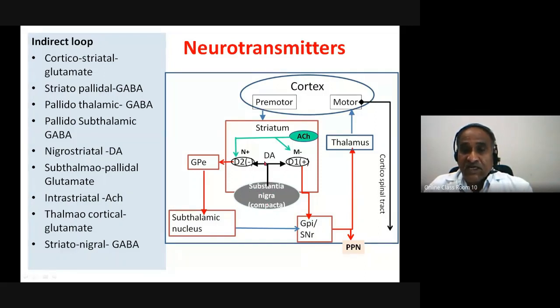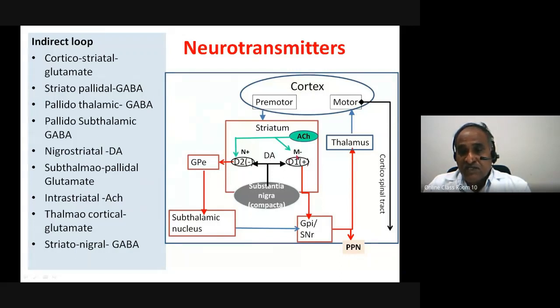Now, this nigrostriatal tract, that means the substantia nigra, has two components. One component is the pars compacta, which contains the dopaminergic neurons, and the other is the substantia nigra reticularis, the pars reticularis, which contains GABAergic neurons. Now, what happens to the pars compacta? This will refine the direct circuit activity or indirect circuit activity, that means hyperkinetic motion or hypokinetic motion. If you look at that, the nigrostriatal tract secretes dopamine.